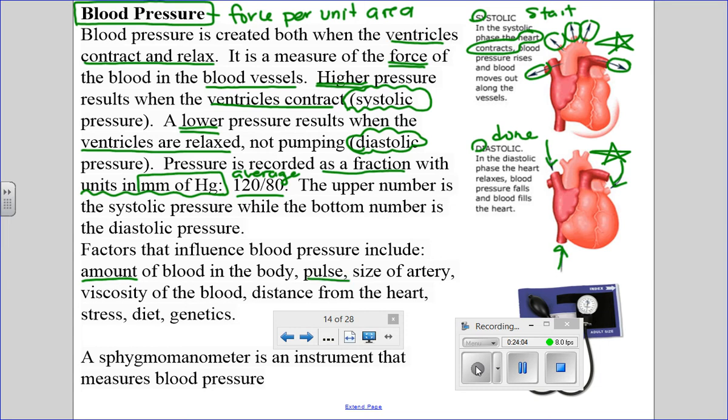Your pulse, or the rate at which your heart is beating, is another thing that affects your blood pressure. If your heart is beating faster, that means that more often blood is being pushed through your blood vessels, so your blood pressure would be higher.